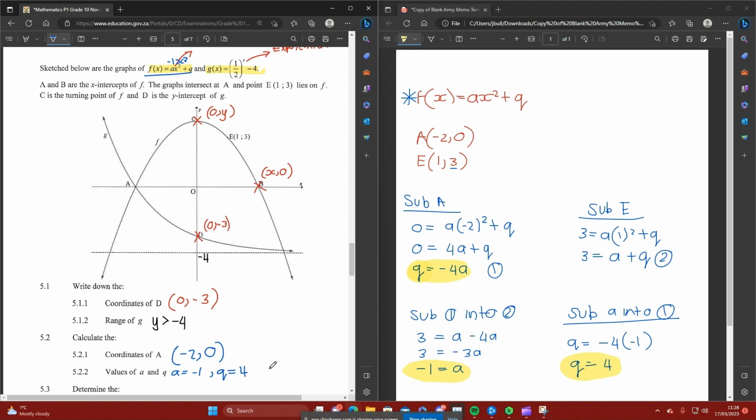What I would also say, just for your own reference, is to put down that now we know this function f of x. So f of x is equal to minus 1x squared plus 4. This is the actual function we're going to work with now.